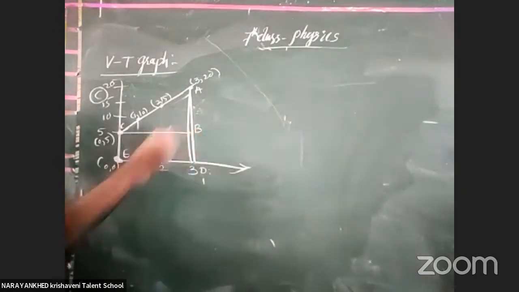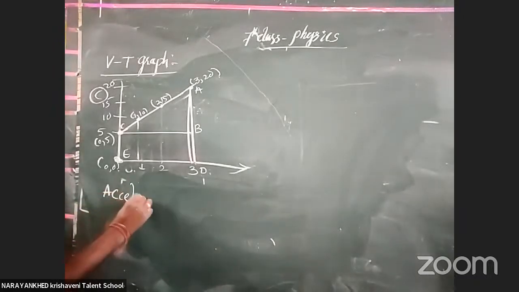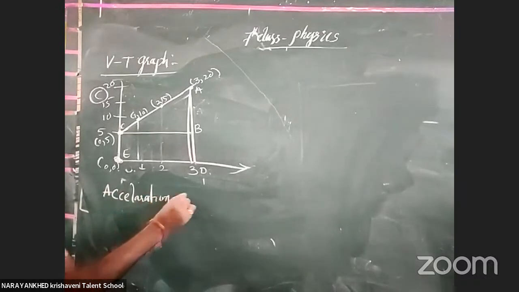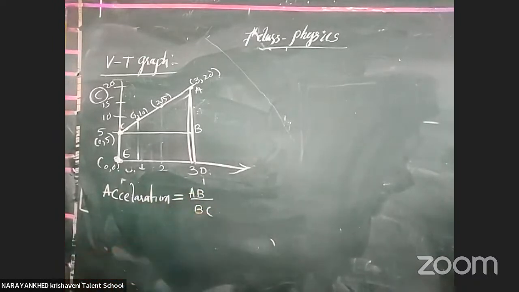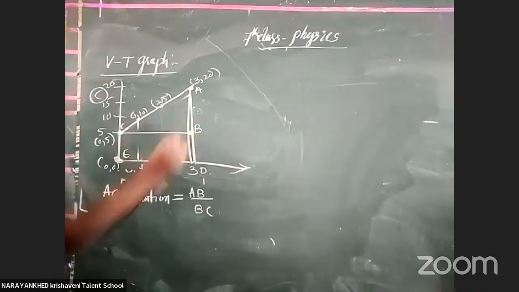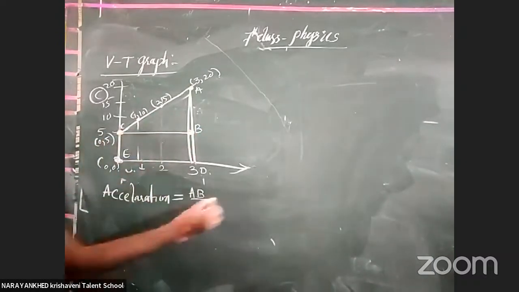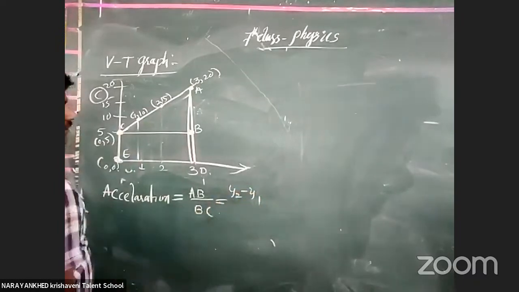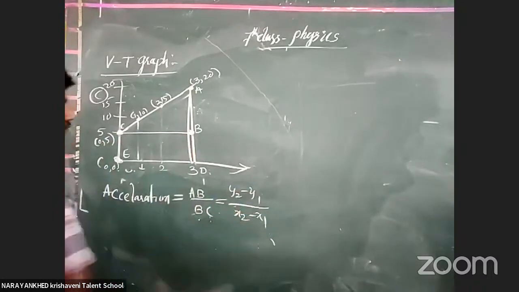Meanwhile, I have taken B. No problem. Got it or not? Now the acceleration is equal to AB by BC. AB by BC. Got it or not? The same thing, there is no change in that. What does AB indicate here? Y2 minus Y1. Okay. What does BC indicate here? BC indicates X2 minus X1.